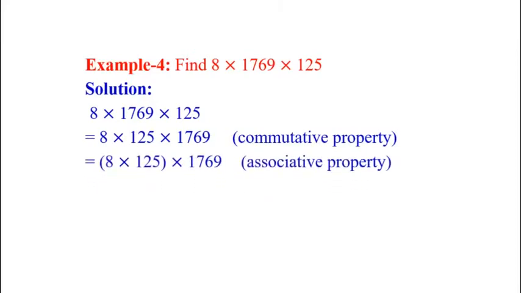First we have to multiply 8 and 125, so we put them within the bracket. Here we use the associative property. So 8 into 125 into 1769 is equal to 1000 into 1769. So this becomes 17,69,000.